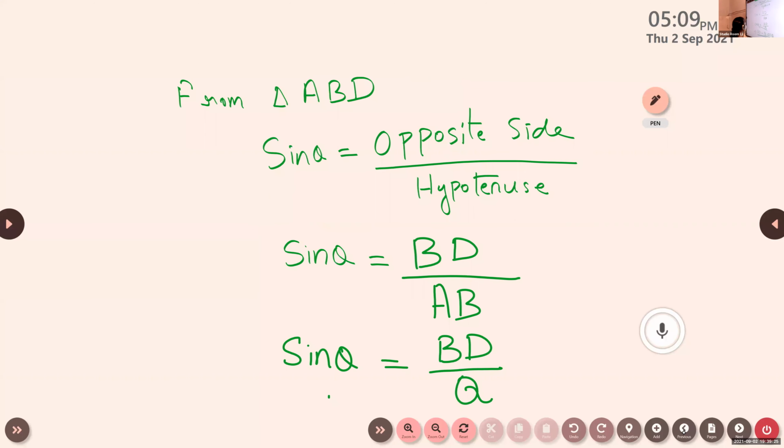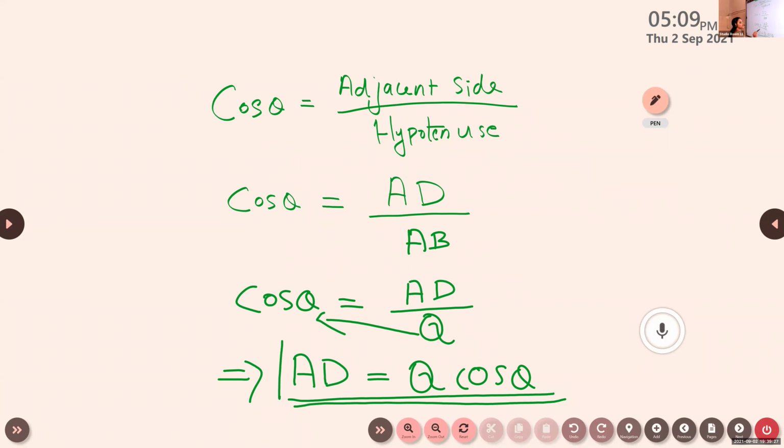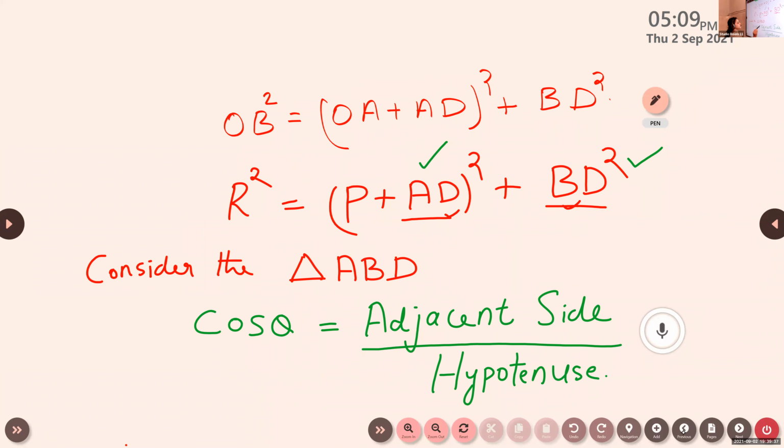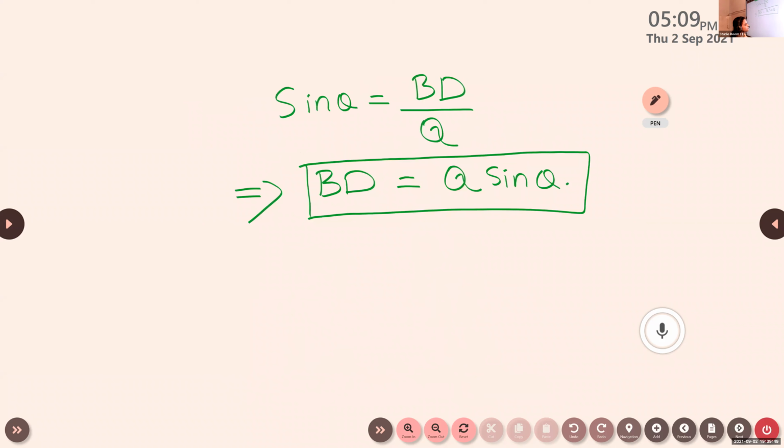What is the value of AD? AD is Q cos theta. So now we can substitute the value of this AD and BD to which equation? Into the equation for the resultant vector, that is R square is equal to P plus AD the whole square plus BD square. So write the next step. So here BD is equal to Q sin theta and AD is equal to Q cos theta.